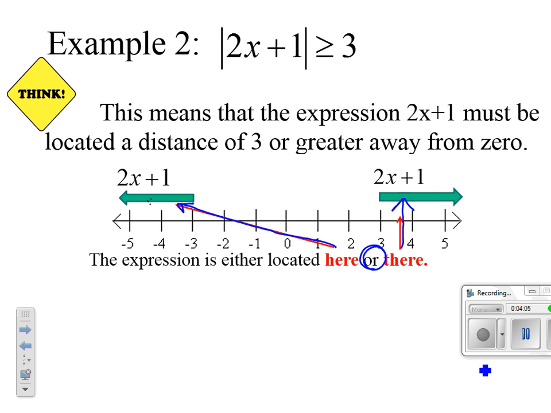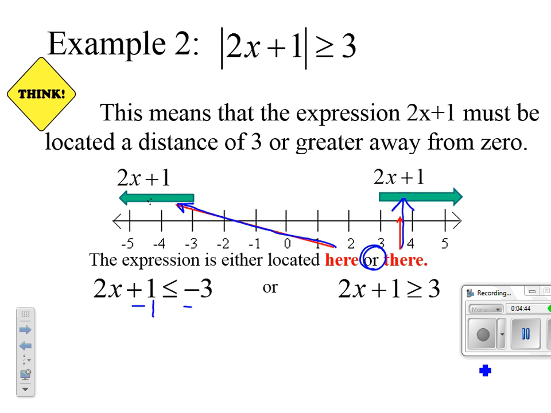Or, see the word or. Remember the compound inequalities that we worked with on Monday that were ors? This is an or. So if I want to write the inequality that's going to make this expression work, I'm going to take 2x plus 1, and that's going to be less than or equal to negative 3. Or I could have the inequality 2x plus 1, which is greater than or equal to 3. And then I'm going to solve each one of these inequalities. Now I don't get to do one or the other. Remember, I have to do both.